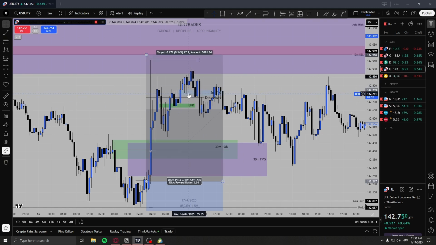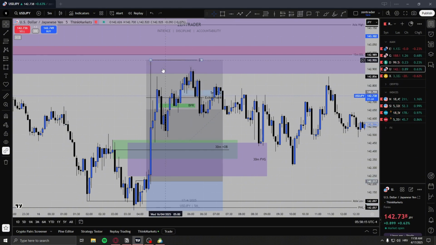From there it formed another 5-minute fair value gap, and I expect the price to hold that 5-minute fair value gap and go up to that target. So at this point I moved my target to this liquidity because of this candle.